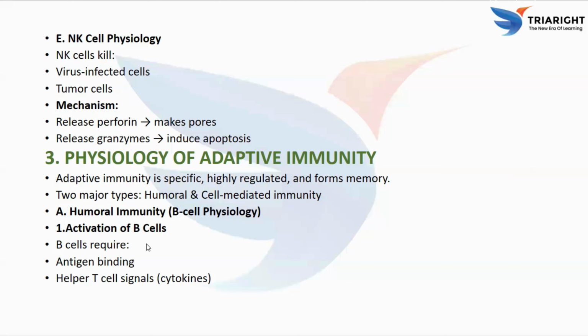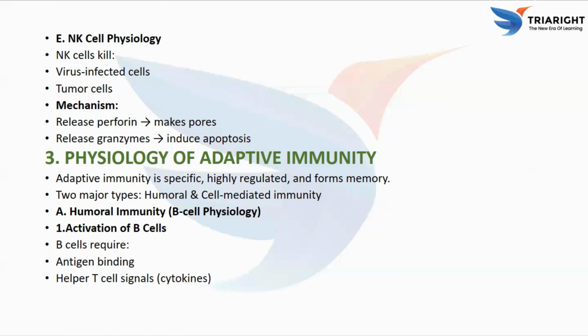So what happens in humoral immunity? What do B cells need to get activated? Antigen binding. B cells have surface immunoglobulins, which are B cell receptors. When an antigen binds, the B cell receives its first activation signal. Then helper T cell signals, cytokines. These helper T cells recognize the same antigen presented by B cells. They release cytokines such as IL-4, IL-5 and IL-6. These cytokines give the second activation signal. Without helper T cell signals, B cells produce a weak response. With helper T cells, B cells produce a strong, long-lasting immune response.